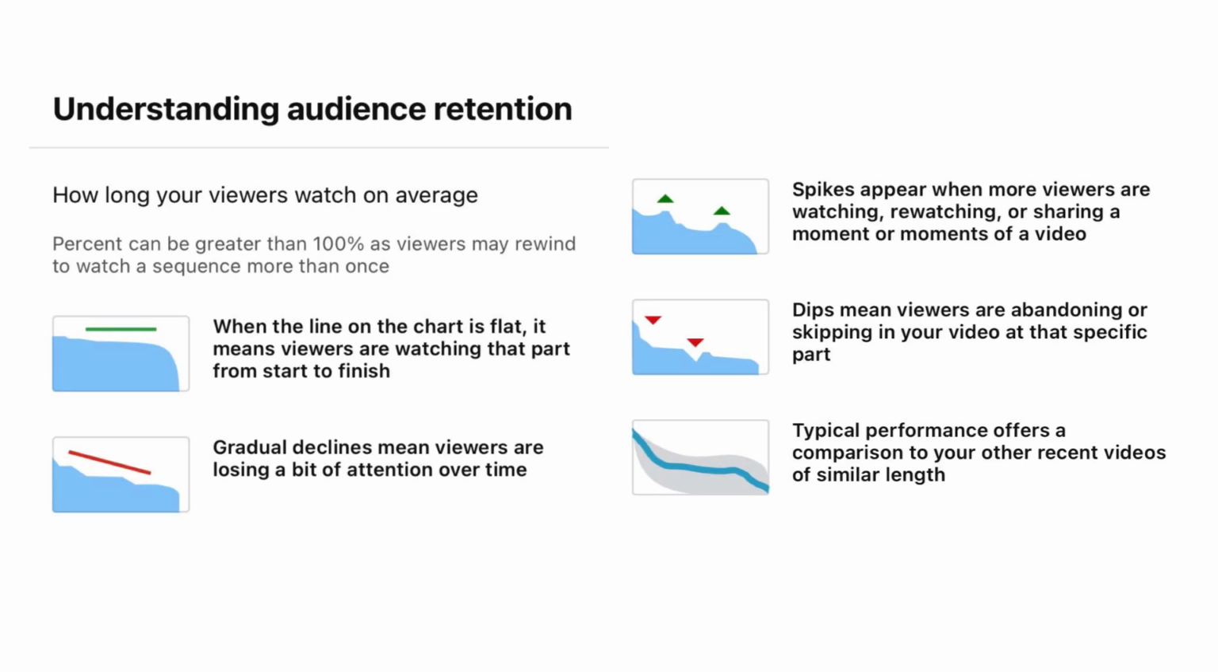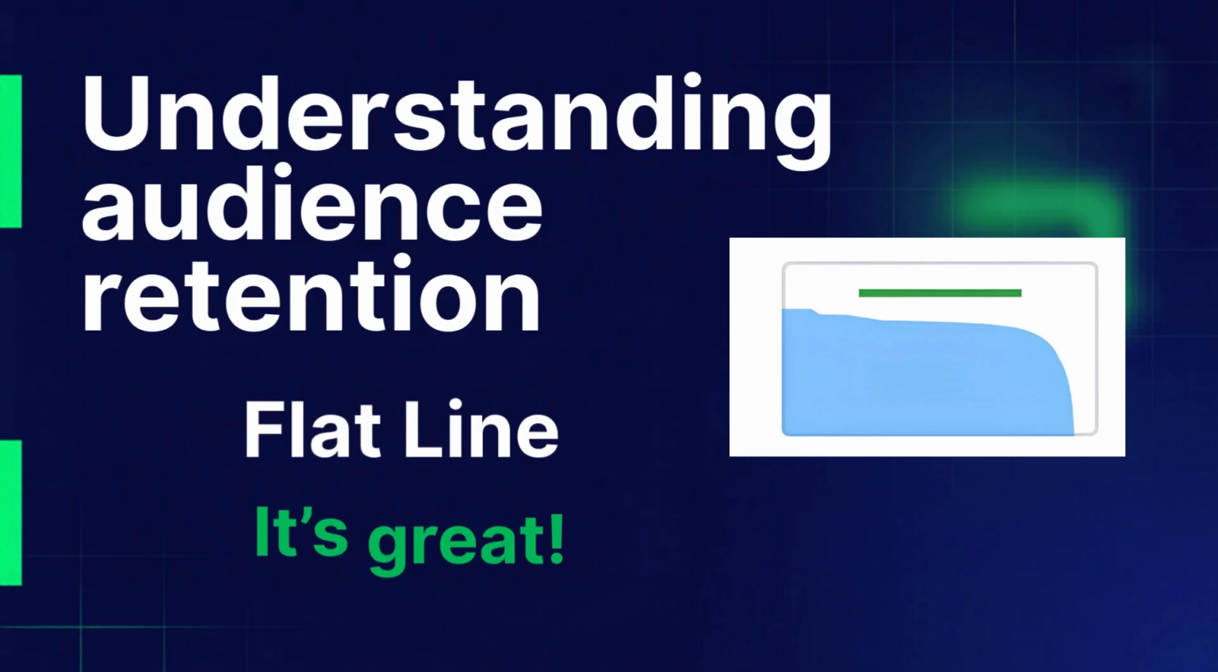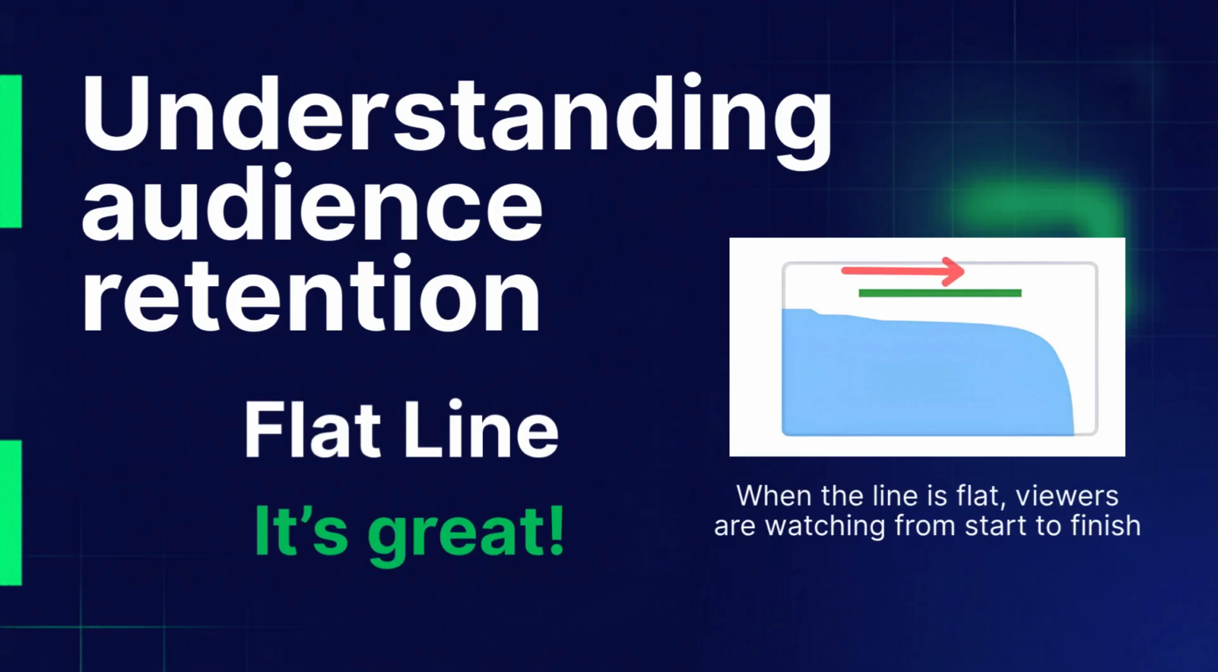It shows 5 key patterns. Let's break them down one by one. First, we have the flatline graph. This means that viewers are watching that section from start to finish. They're locked in, and this is the ideal scenario for your video. One quick way to get more of these types of videos is to deliver consistent value and use pattern interrupts every 8 to 12 seconds. Quick cuts, questions, or teasers.